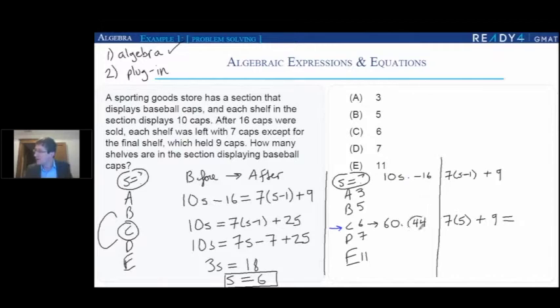So it looks like there should be 44 caps left. If I take 7 times 5, I get 35. 35 plus 9 is equal to 44. So having seen 44 and 44, I know that that checks. That means I know that this answer, C, is the correct answer, and I would just stop right here and pick choice C.